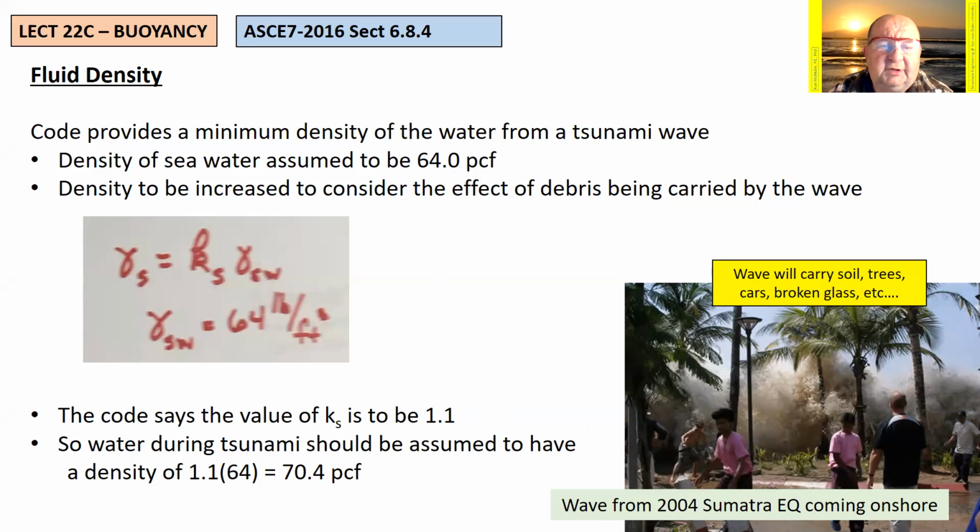But in addition, the code tells us we should increase that value by this coefficient K sub S, which the code tells us is equal to 1.1, and that's to account for all the debris that this water will pick up as it's rushing in from the ocean. That's the trees, the light poles, the dirt, the sand, broken buildings, boats, cars, anything that wave picks up and carries with it. So we're going to actually base our calculations on the idea that the fluid that we're floating in has a density of 70.4 pounds per cubic foot.